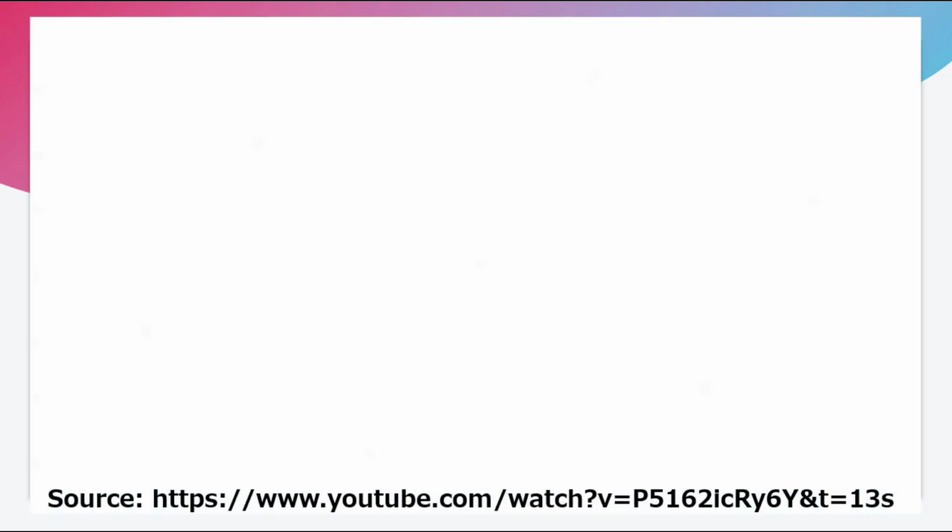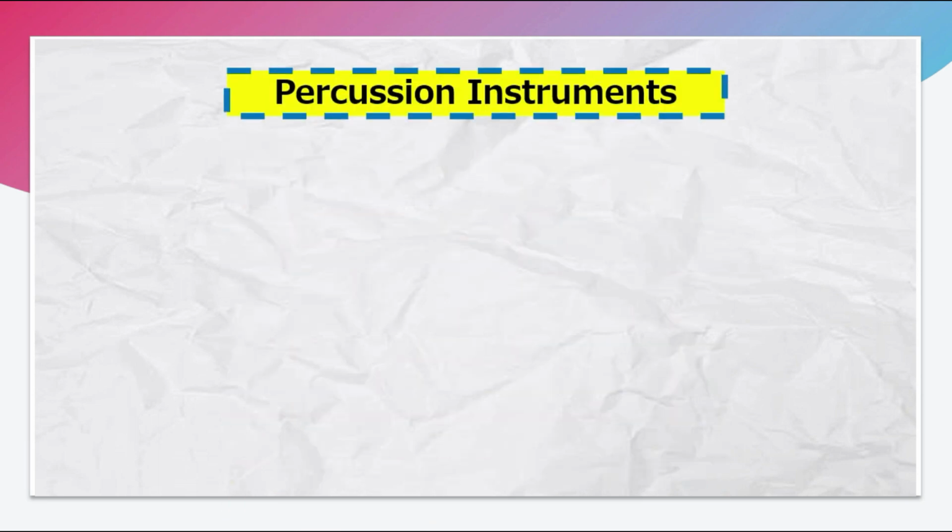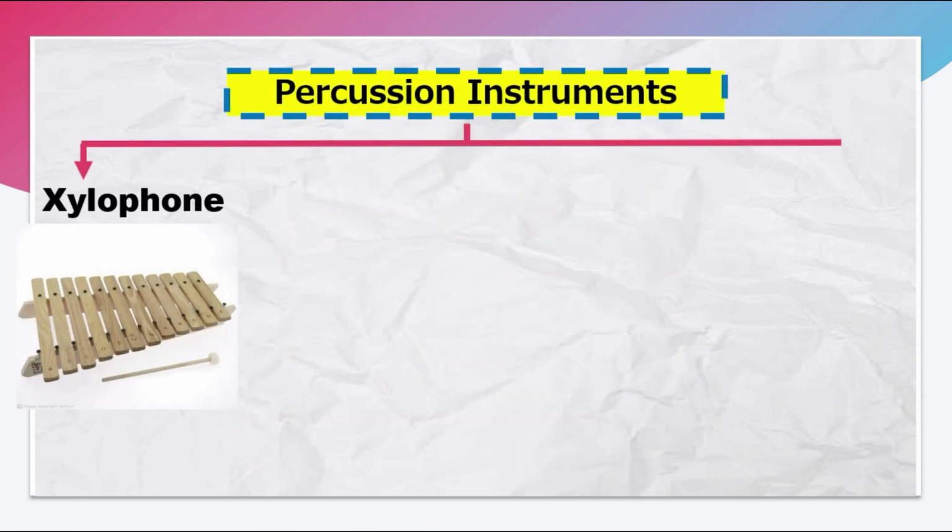For the last family of instruments, we have what we call the percussion instruments. First, we have the xylophone. A xylophone has wooden keys arranged like the keys of the piano. Xylophones produce a bright bell-like sound.